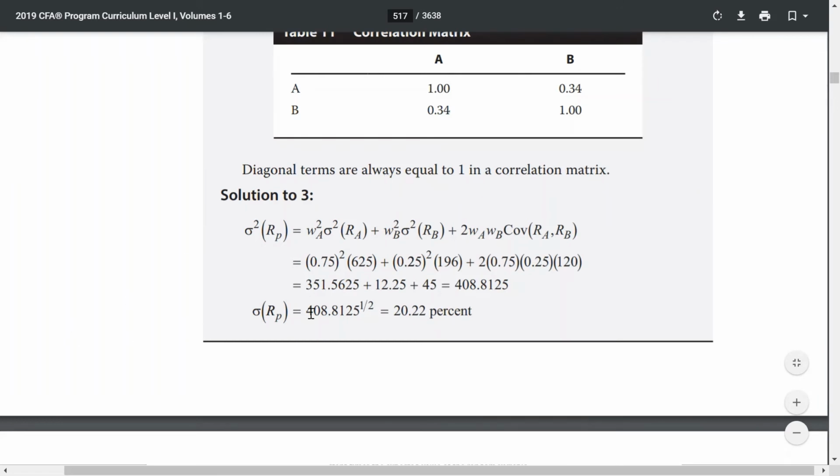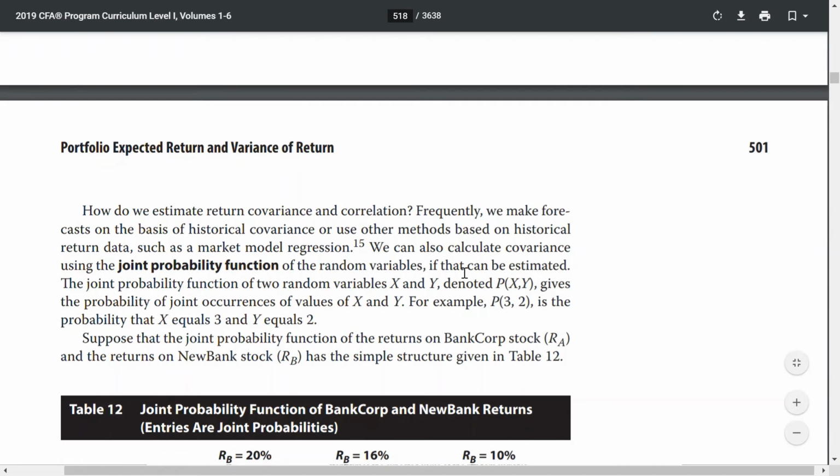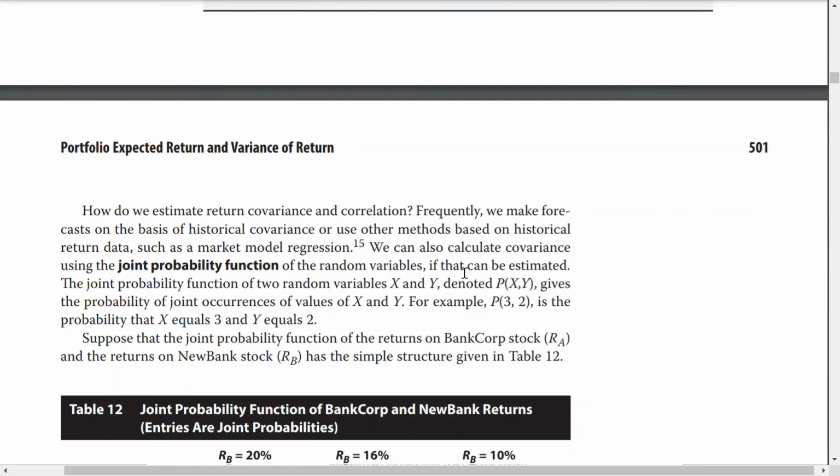Solution to 3. Once again, you plug it into the previous formulas and you'll get around a 20.22% return. How do we estimate returns, correlation, and covariance? Frequently, we use forecasts on the basis of historical covariance, or use methods based on historical return data, as in a market model regression. We can also calculate covariance using a joint probability function of random variables.